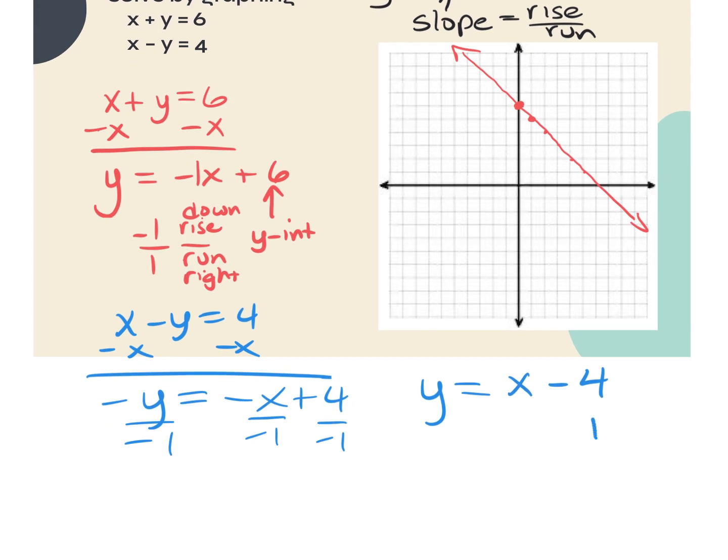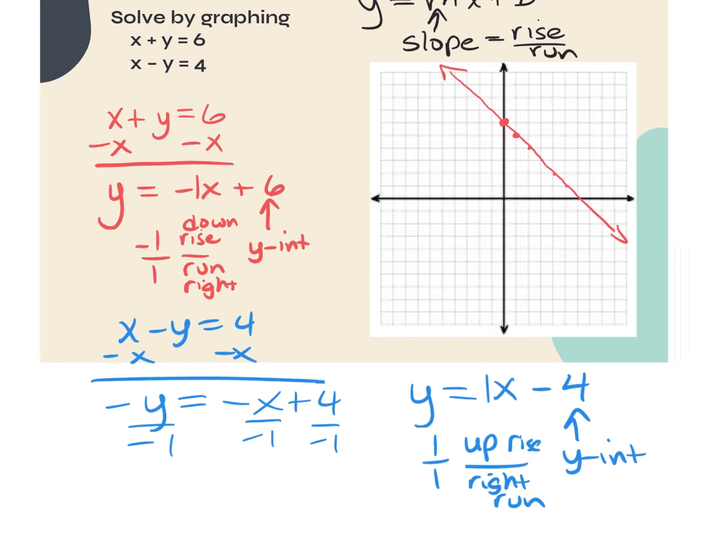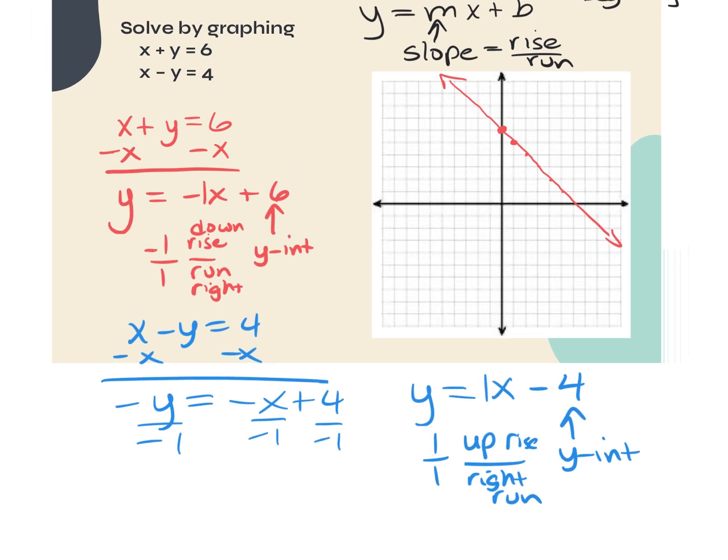So for this one, this is my y-intercept. My slope here is a 1. So 1 and 1. So I'm going to go up. My rise will be rise up 1, and then I'm going to run to the right 1 for my run. So I'm going to put my first point on -4 on the y-axis. And then from there, I'm going to go up 1 and to the right 1. And then I can keep adding points if you want. And then notice my point of intersection here is going to be this ordered pair, 5, 1.